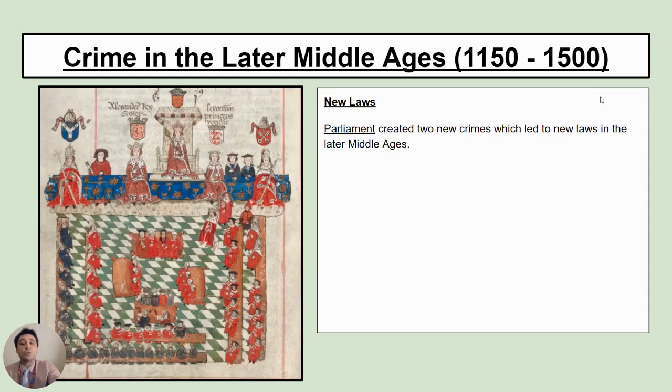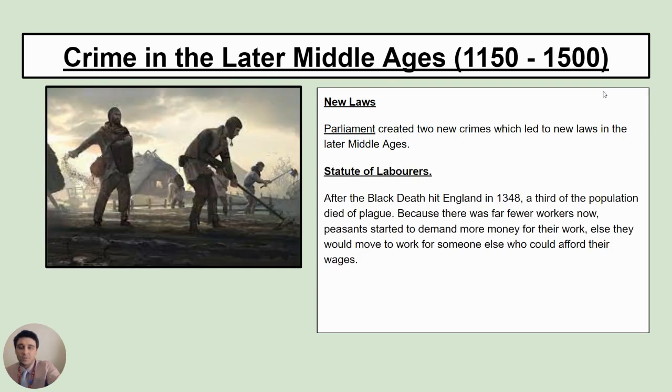Okay, so let's talk now about laws and punishments. Firstly, the laws. Well, we see Parliament create 2 new crimes, which leads to new laws in the later Middle Ages. Now, the first one is called the Statute of Labourers.